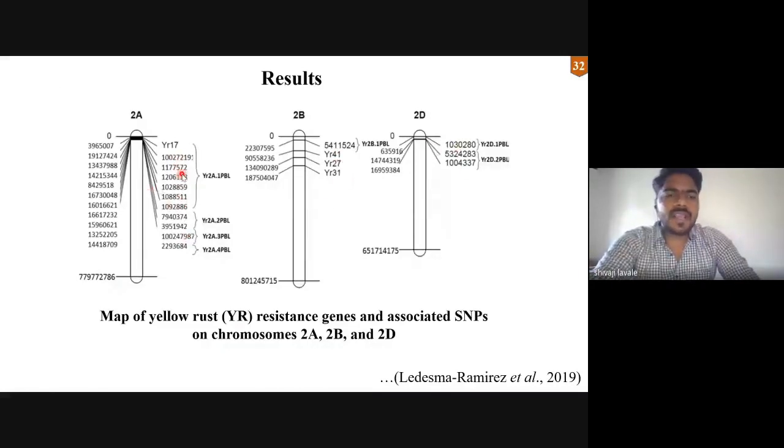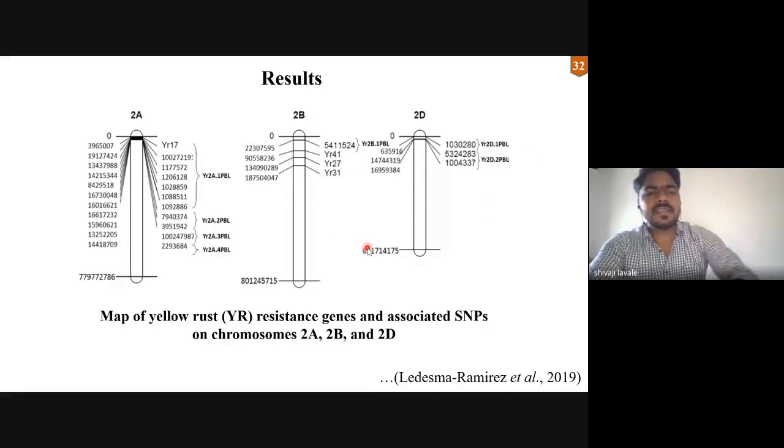So they have classified these numbers according to the presence of these SNPs within the 2.5 centimorgan range. As I said, the LD block is 2.5 centimorgan. So they have classified that if the SNP is within that 2.5 region, then all the SNPs are supposed to be originated from a single QTL. Accordingly, they have classified them, and they have found 7 different QTLs on 3 chromosomes for yellow rust resistance in wheat.